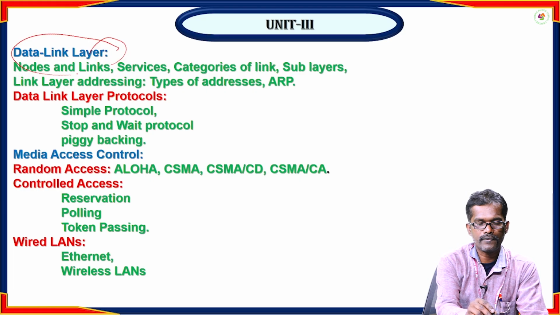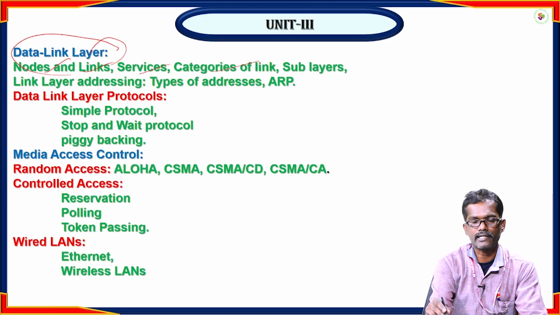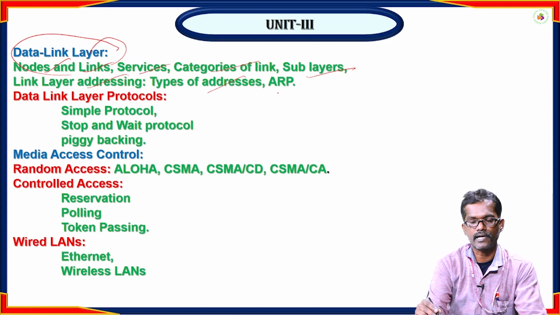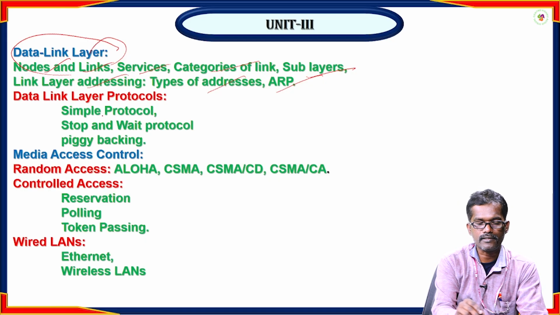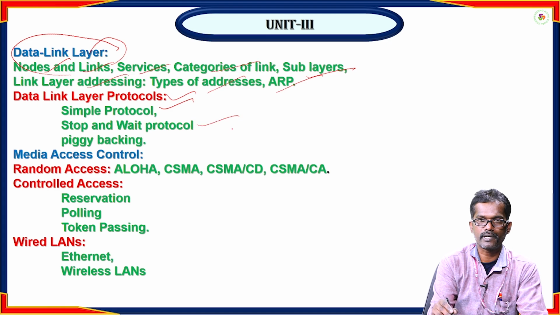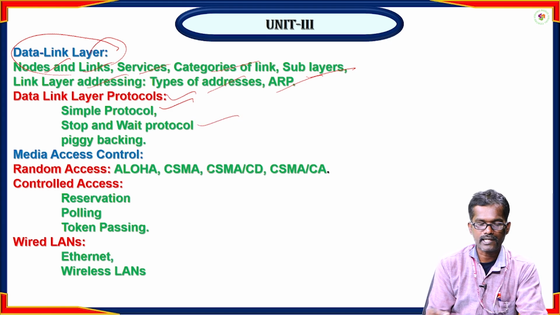For this, what is meant by node, links, services, categories of links, sublayers, network layer addressing, types of addressing, and ARP, address resolution protocols. And then the second topic is data link layer protocols, whereas simple protocol, stop and wait protocol, piggybacking, and then coming to the multi-access control.